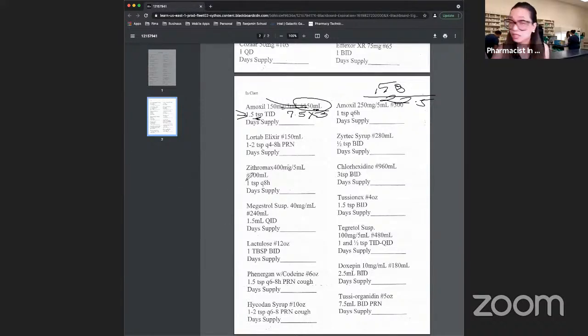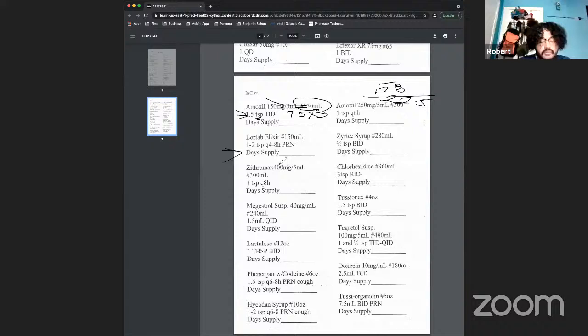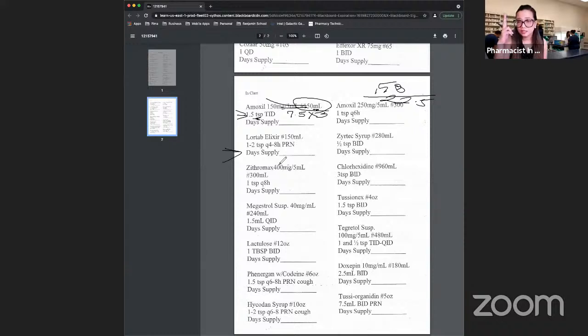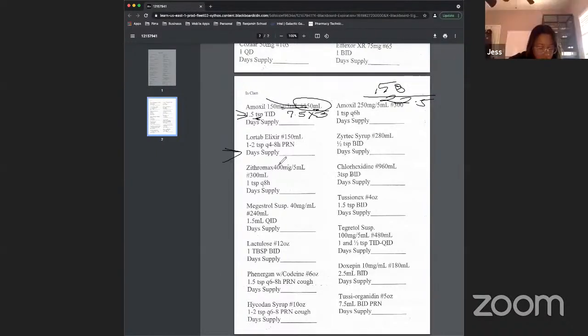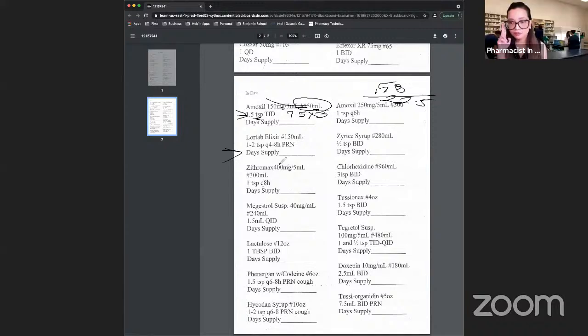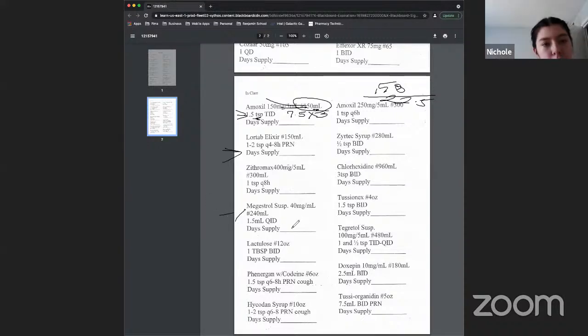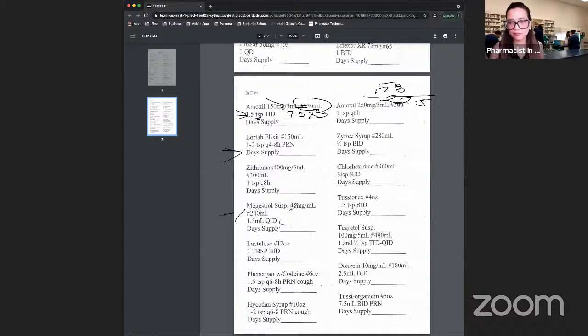Robert, next one, lower tab. Moving on. Let's try to finish this. 2 days. Robert says 2 days. Who said 2 days? Hands up. Okay, good job. Jess. Zithromax, 400 milligram per 5 ml. Dispense 300 ml. 20 days. Who says 20 days? Hands up. Okay. Nicole, Magistral, suspension. 40 days. Who says 40 days? Hands up. Okay.